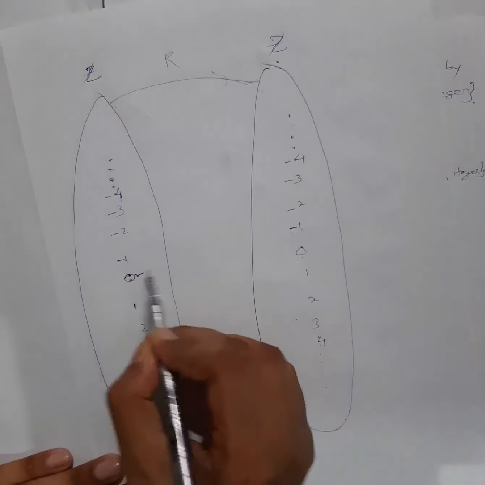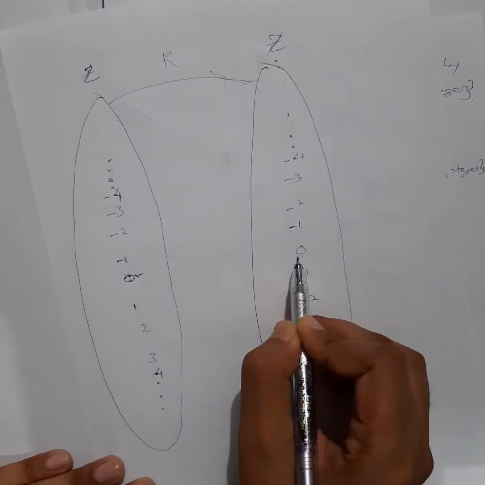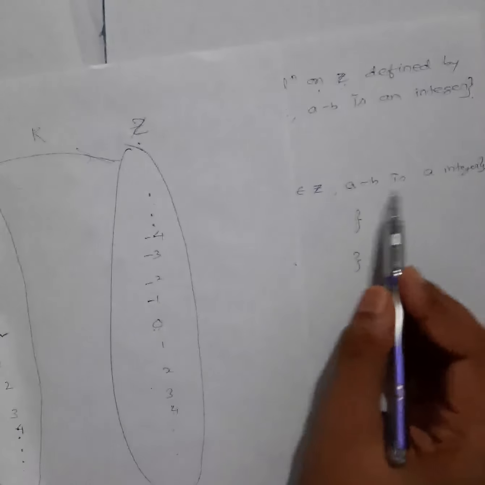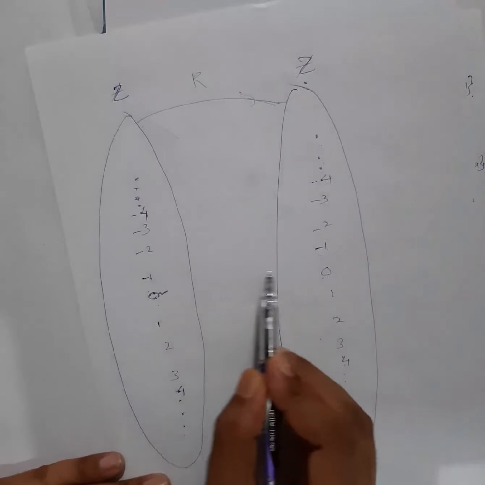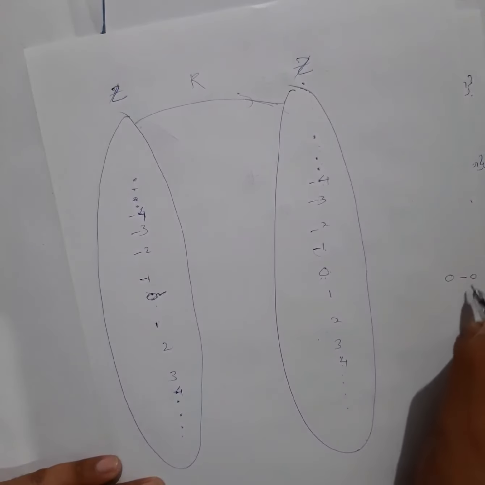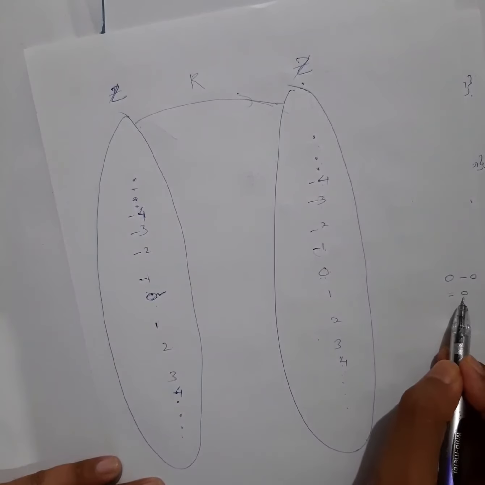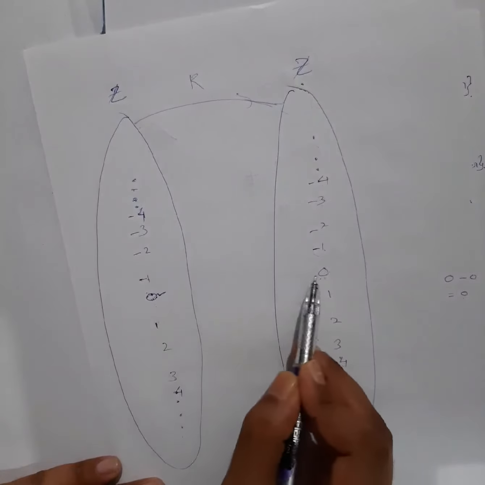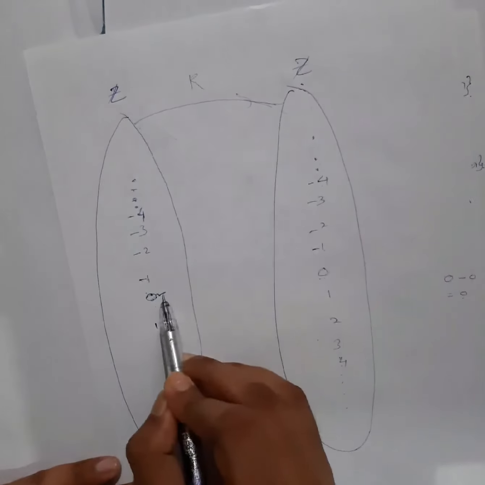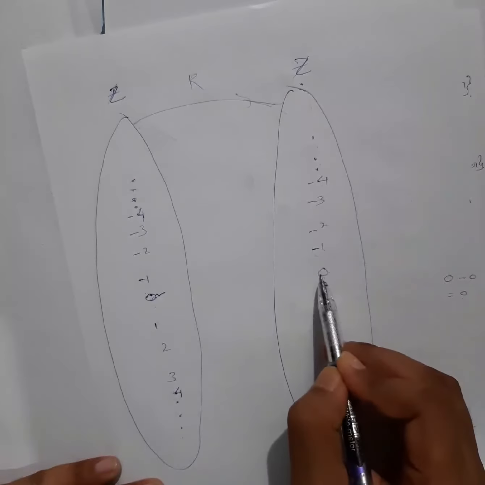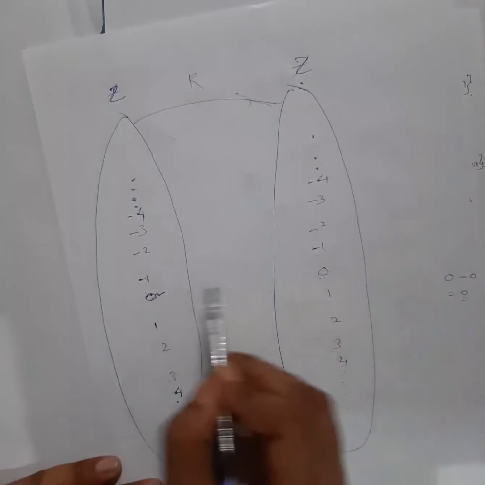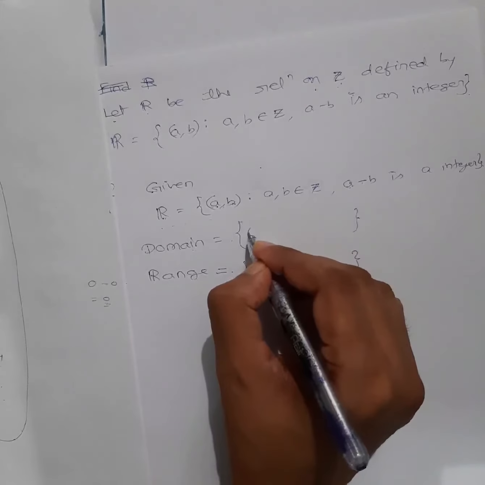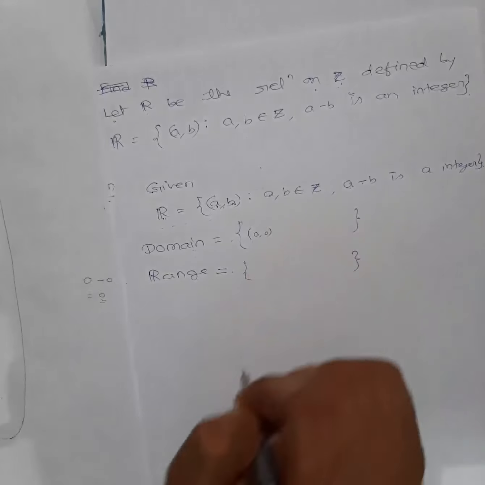So if I take this and this element, suppose, and I want to check whether these two elements have that relation which is defined here or not. So 0 minus 0, what will it give? 0 only, right, which is an integer. So if two elements from the first set and second set, if their difference, meaning if you subtract, and the result is an integer, then those two elements will be in the relation set. So here you will see 0 comma 0 will be there.